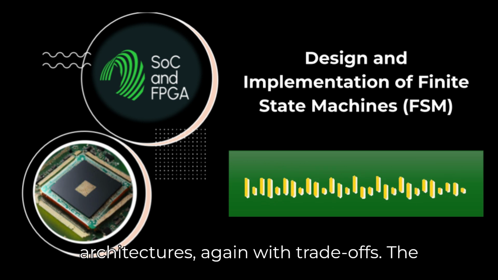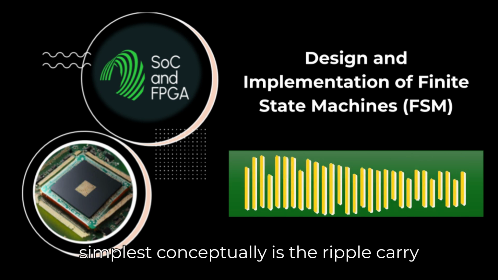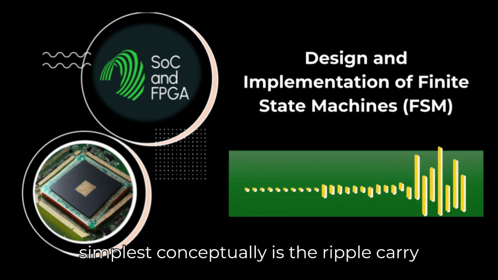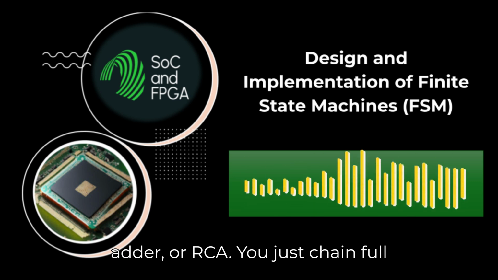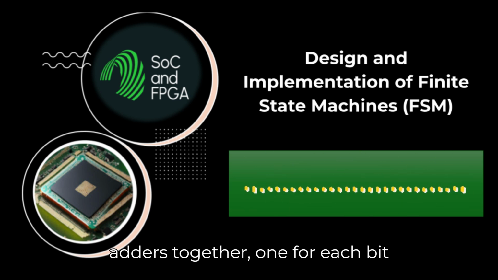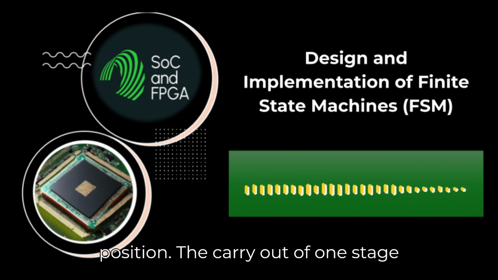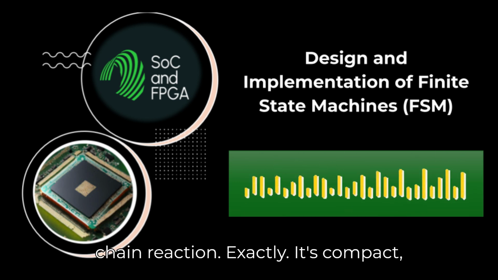There are many different architectures, again with trade-offs. The simplest conceptually is the ripple carry adder, or RCA. You just chain full adders together, one for each bit position. The carry out of one stage becomes the carry in for the next. Like a chain reaction. Exactly.